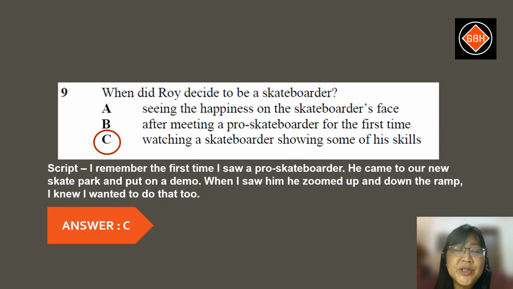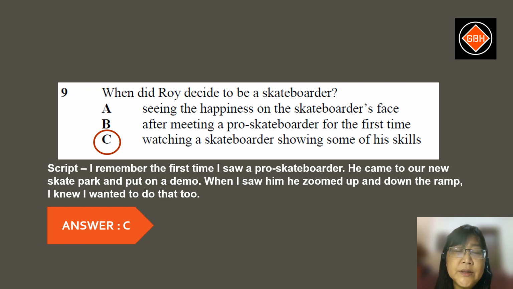Dear students, for question 9, when did Roy decide to be a skateboarder? A. Seeing the happiness on the skateboarder's face. B. After meeting a pro skateboarder for the first time. And C. Watching a skateboarder showing some of his skills.